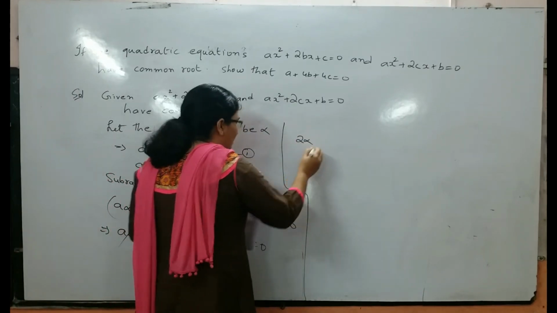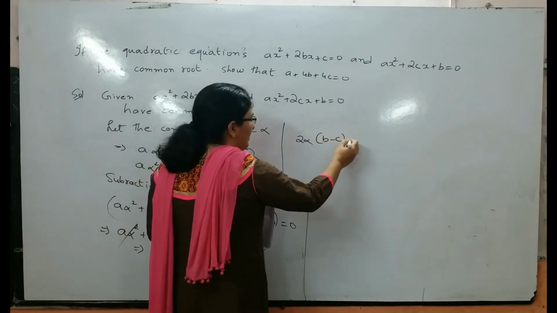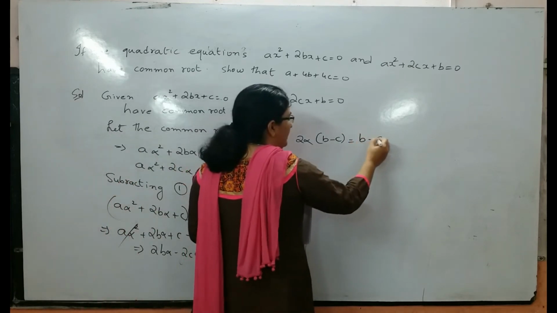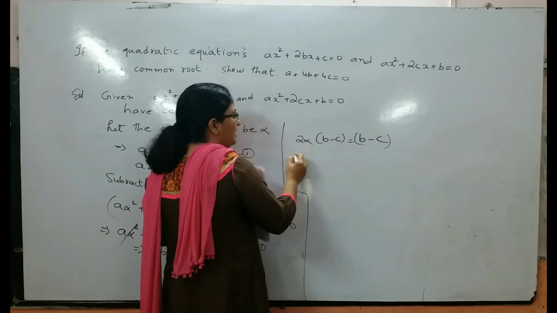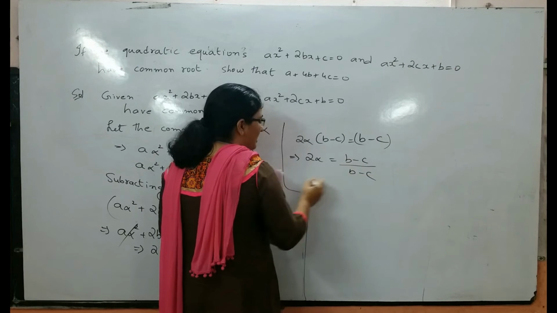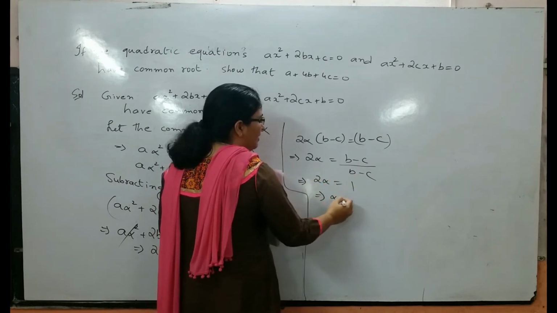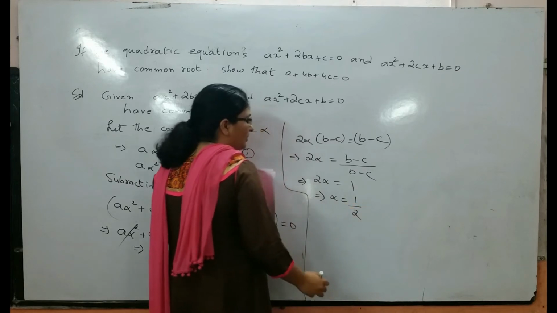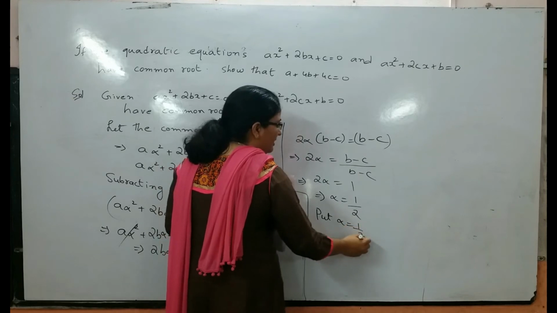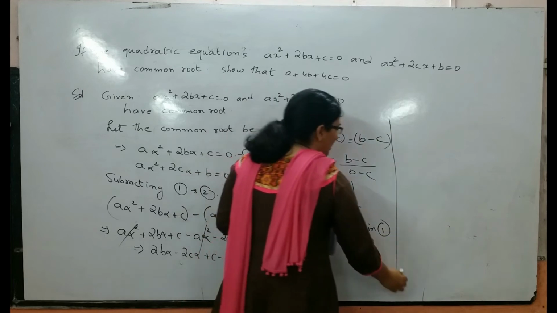Take 2 alpha common here. So you have b minus c, and bring this b and c this side, you will have b minus c. So this implies 2 alpha is equal to b minus c by b minus c. This implies 2 alpha is equal to 1. This implies alpha is equal to 1 by 2. Put alpha is equal to 1 by 2 either in 1 or 2. Let us substitute in 1. You can use 2 also. What is 1?